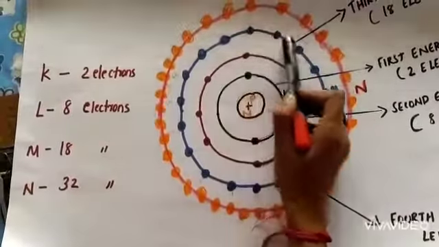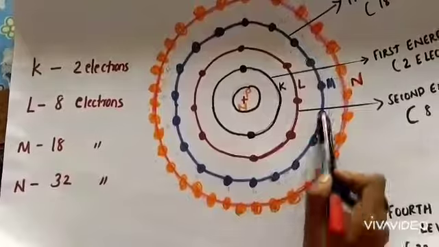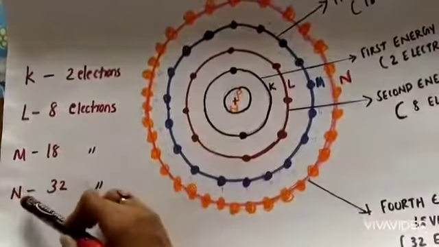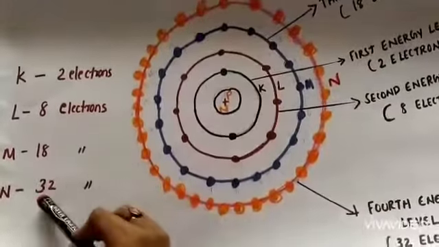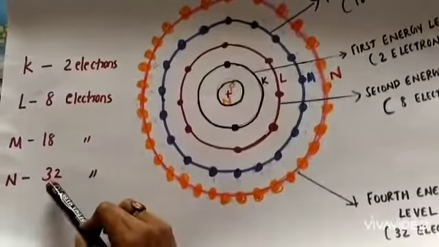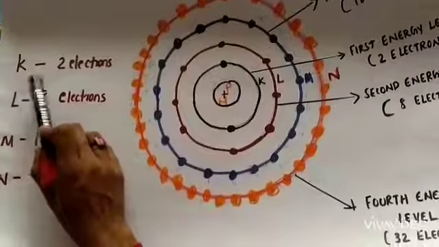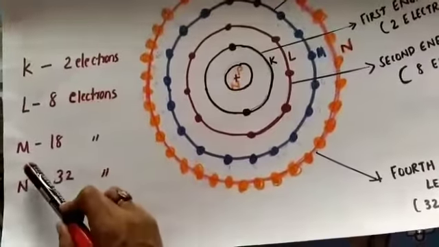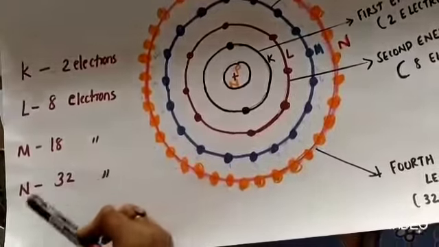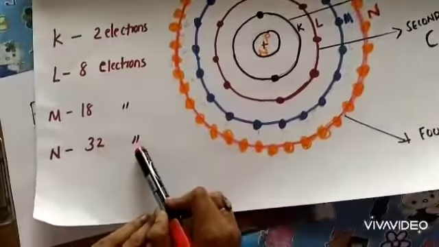These points represent electrons. And the last one is the N shell. You can see the N shell can accommodate a larger number of electrons. How many electrons? 32 electrons. So the K shell, 2 electrons. The L shell can accommodate 8 electrons. The M shell, 18 electrons. And the N shell, 32 electrons.